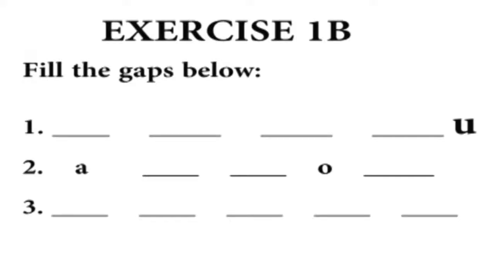Exercise 1B. Fill the gaps below. Number 1. Gap, gap, gap, gap, O. Number 2. Gap, gap, O, gap. Number 3. Gap, gap, gap, gap, gap. Remember, while doing exercise, stop your video. Take your exercise book and a pen, and then start writing until you fail the test of writing letters.